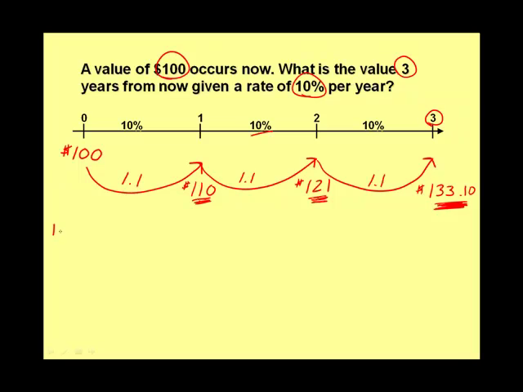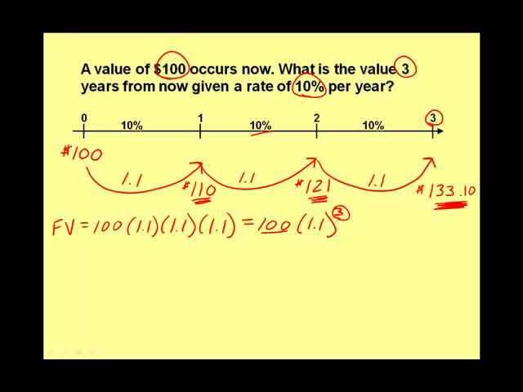So our future value is a result of the 100 times 1.1 times 1.1 times 1.1. And hopefully you can see that we can rewrite that more simply as 100 times 1.1 to the 3rd power. And that exponent there is the number of times we're multiplying 1.1 by itself. It's the number of periods we're compounding this $100.